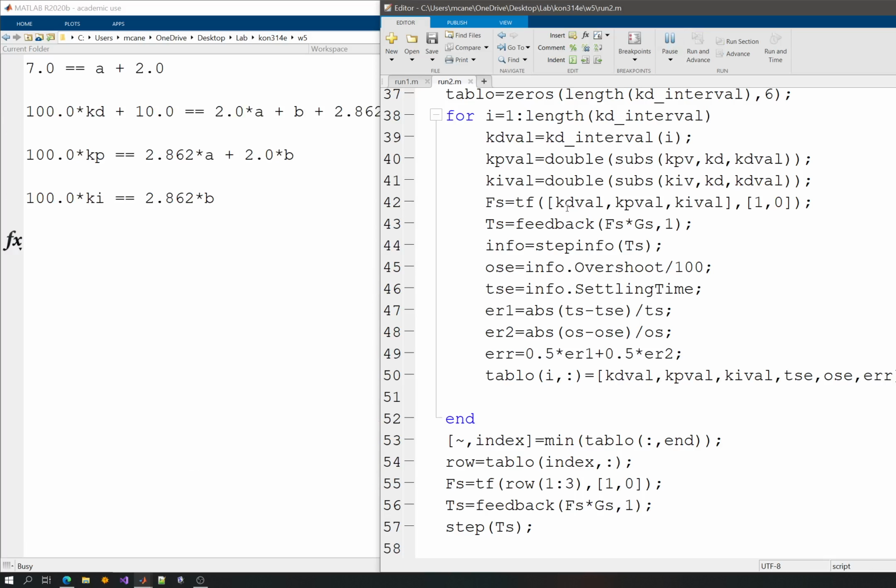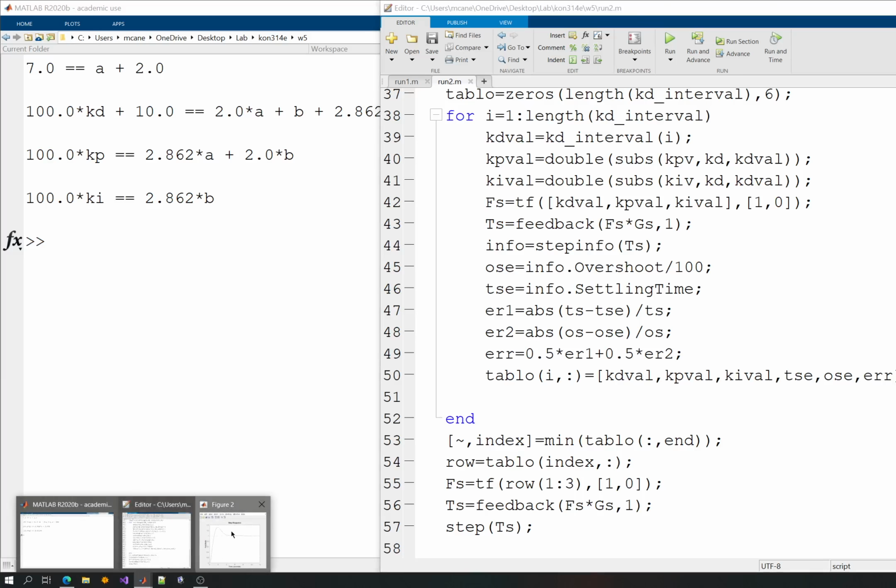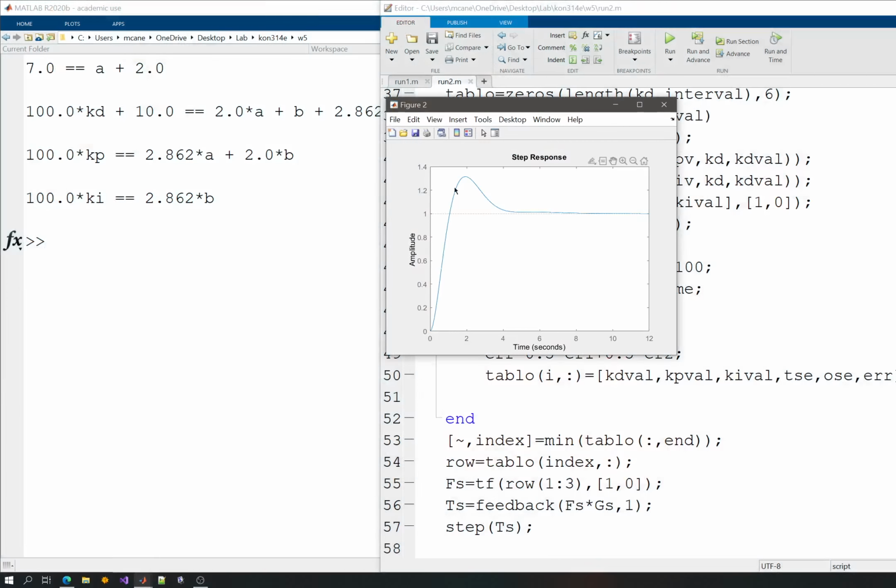And let's run this. So it creates a table, it looks through the table, and hopefully gives me a nice result that looks like this. So you can see that it has a 4 second settling time, which is not that bad, but the overshoot here is a little bit off the limits. Since I was aiming for 10%, which is this line here, it got a little bit bigger.